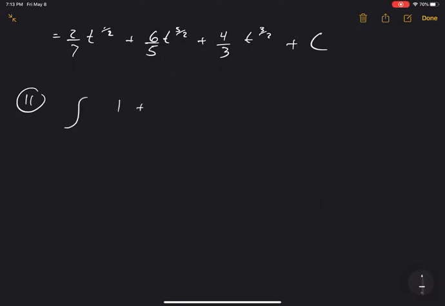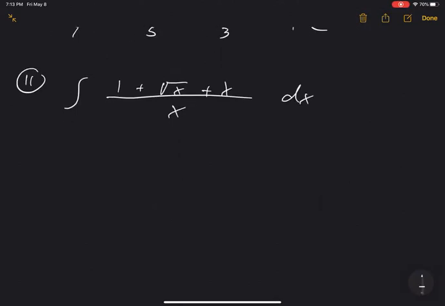Okay, I have the integral of 1 plus square root of x plus x, all over x, dx. This problem raises a good point I'll cover in the next example. I can basically just divide each of these terms in the numerator by x. We have to be careful how we split up fractions, though.